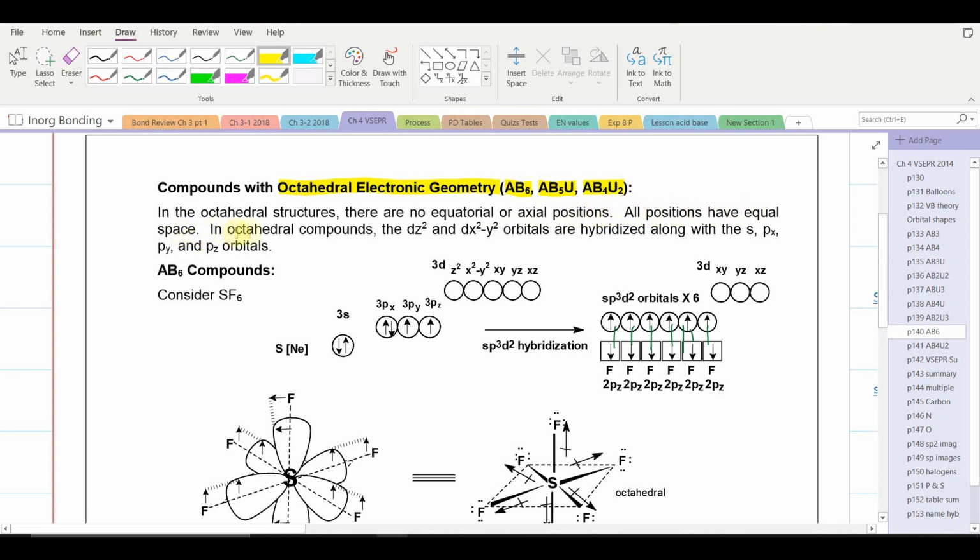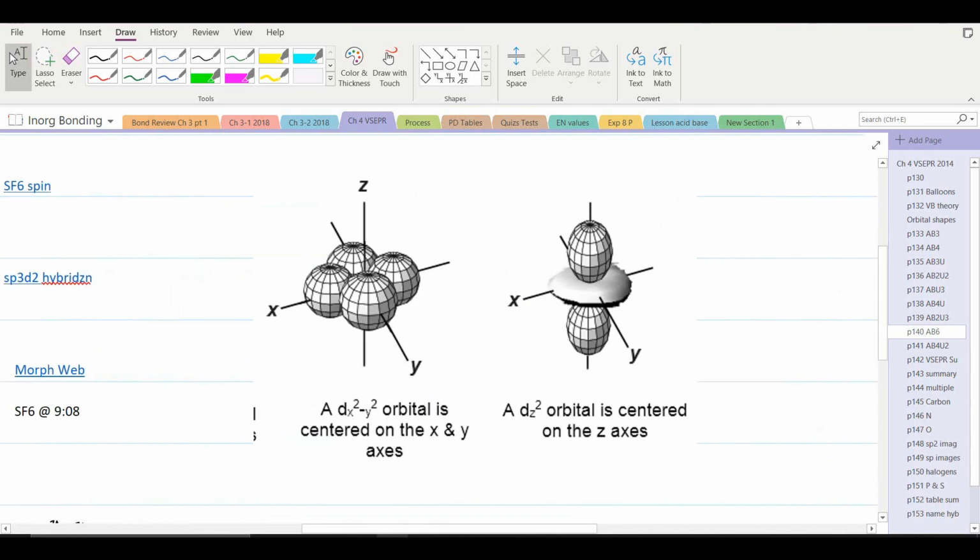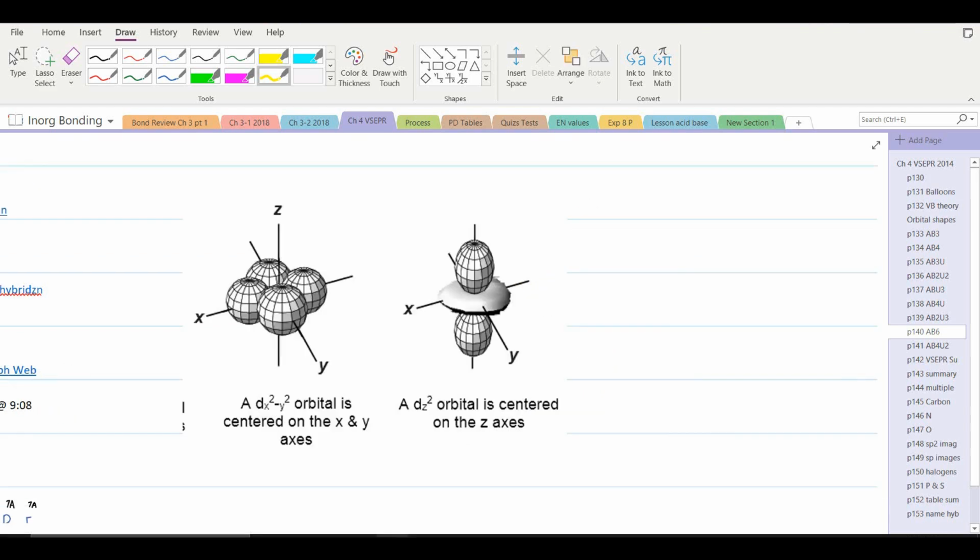In octahedral compounds, it's the dz squared and the dx squared minus y squared orbitals that are hybridized, along with s, px, py, pz orbitals. Let's take a glance at the shapes of those d orbitals. So the dx squared minus y squared has electron density right along the xy axis, and the dz squared orbital has electron density on the z-axis largely, and also in the xy plane. So as you look at these two, it's not difficult to envision that they do in fact have electron density that lies along the xy axis and z axis of an octahedral structure.